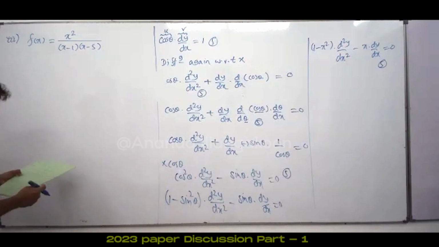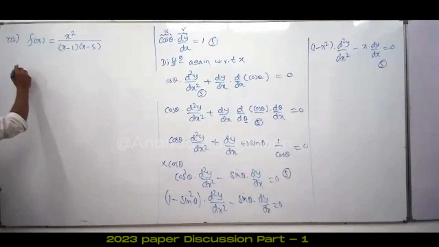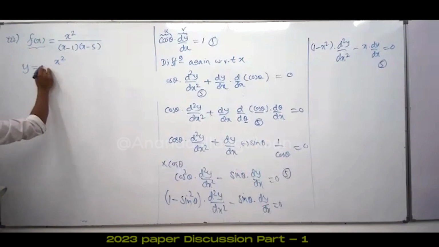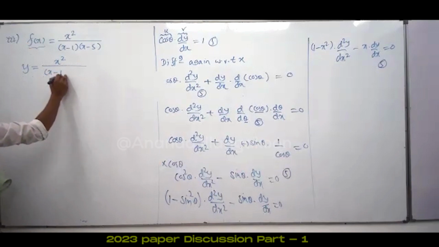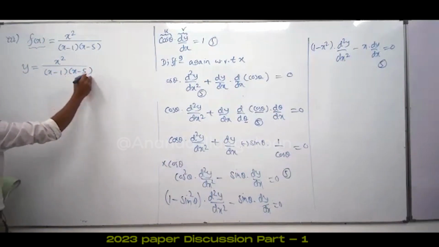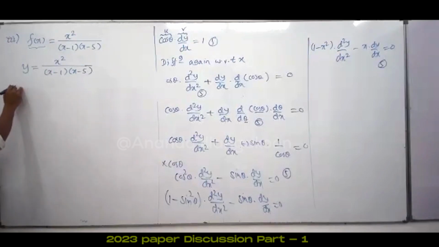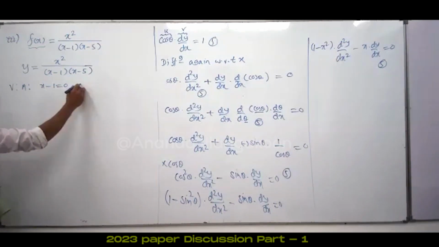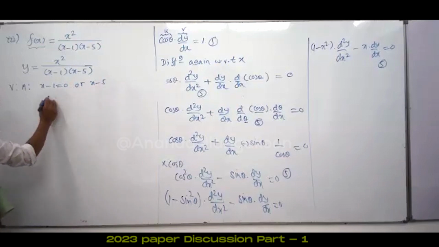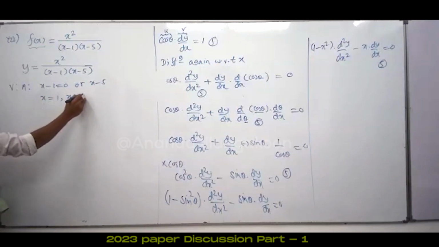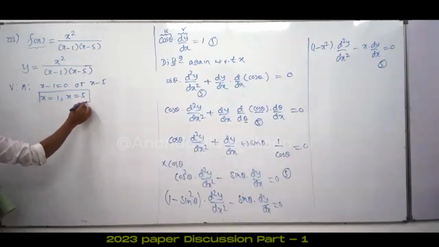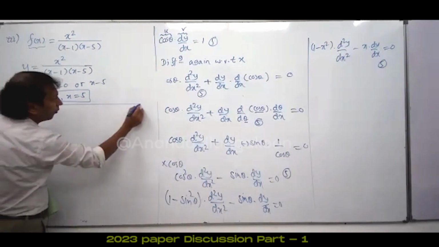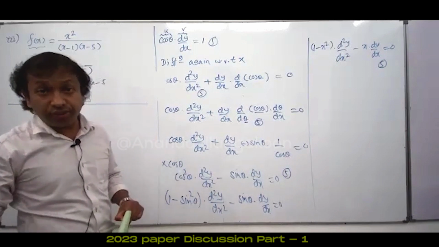Vertical asymptotes first. This f(x) means y, so y equals x squared upon (x minus 1)(x minus 5). Vertical asymptote. How to write the vertical asymptote, people? Equate the denominator factors to 0. x minus 1 equals 0, or x minus 5 equals 0. x equals 1, x equals 5. We did this kind of question before.